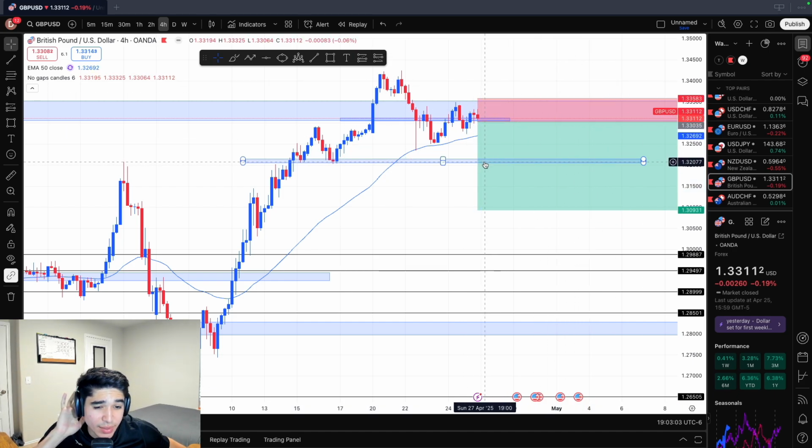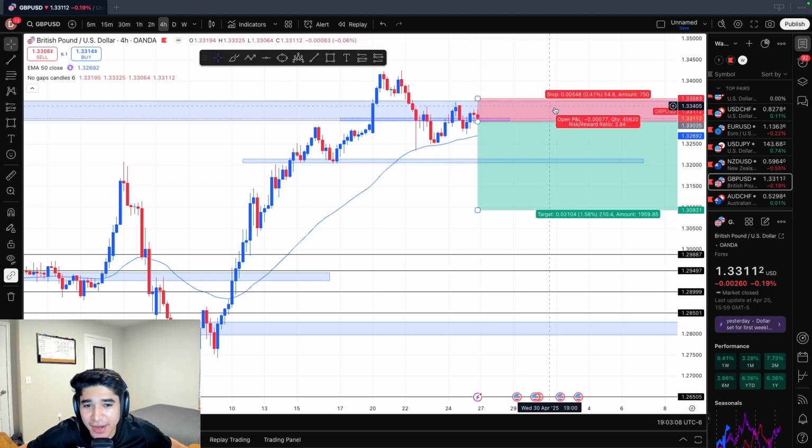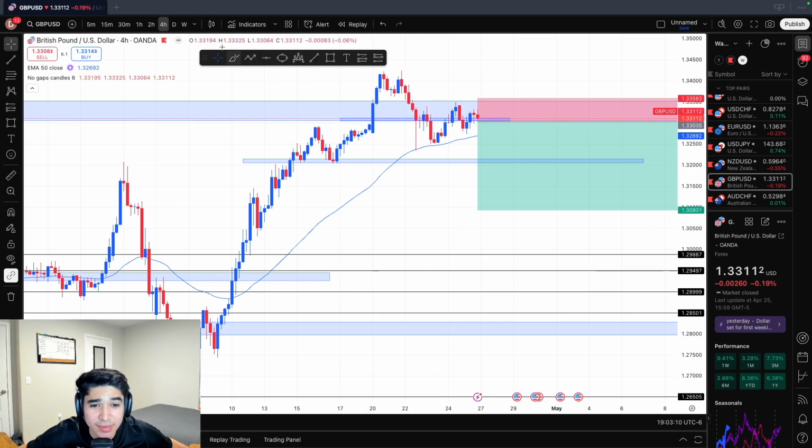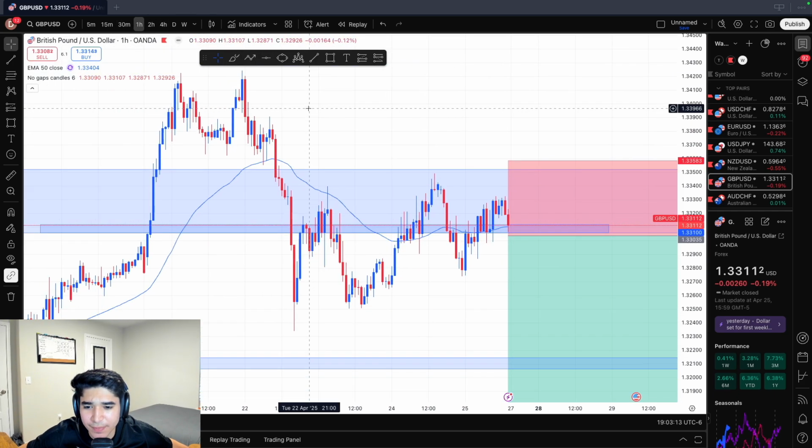But if we get to be bearish here, if we get all the way down here, we probably have a rejection from here. So I was thinking about it, but I did not take the trade, as you can see.